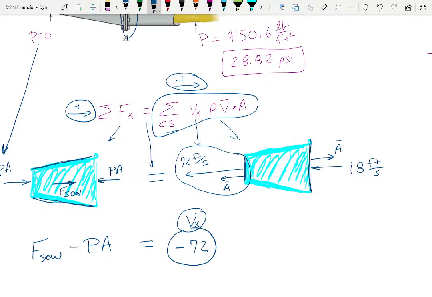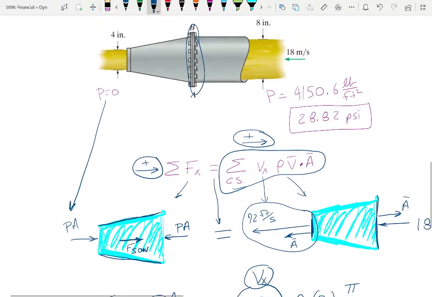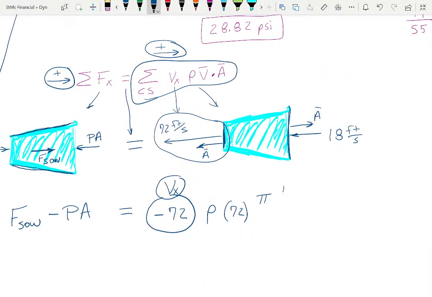The next thing is this term. If you look at that term, you get, of course, rho, and I'll just leave it as rho. And V dot A, they're both going in the same direction. So what you get is 72, and then you get pi times the area. I think it was 4. Now I've got to be careful. 4 over 12 squared over 4. That's my area. So there's my rho, there's my V, and there's my area.